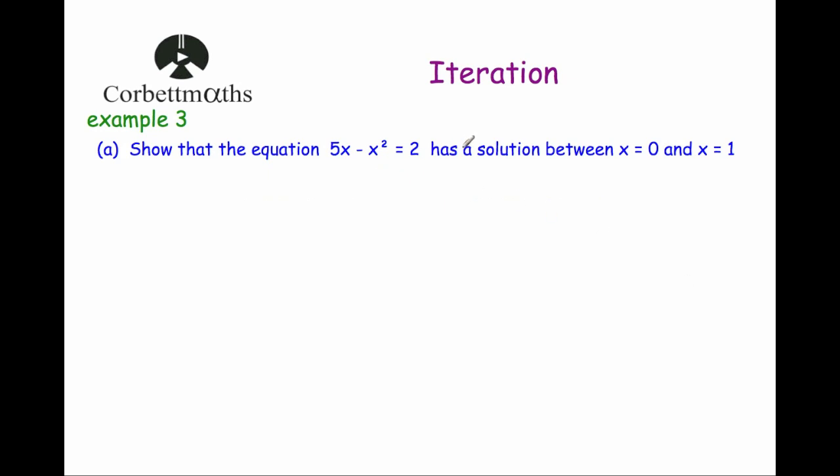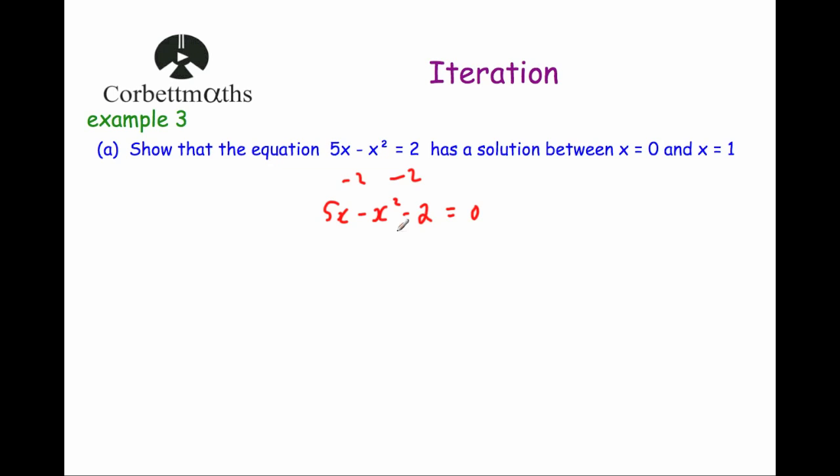So we want to show that this equation has a solution between x equals 0 and x equals 1. Now what we're going to do is subtract 2 from both sides to begin with. When we're doing this change of sign, it's very important that you get one side of the equation to equal 0. So by taking away 2 from both sides of the equation, we get 5x minus x squared minus 2 equals 0, and we've got one side of the equation to equal 0.